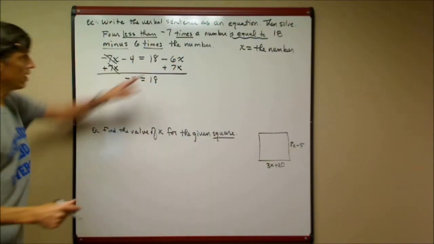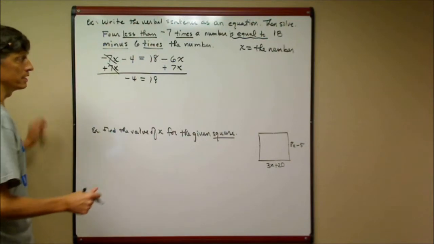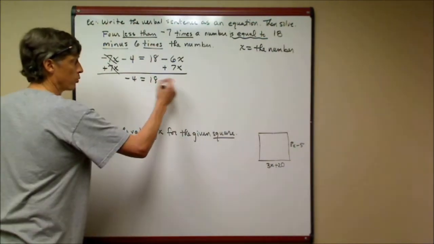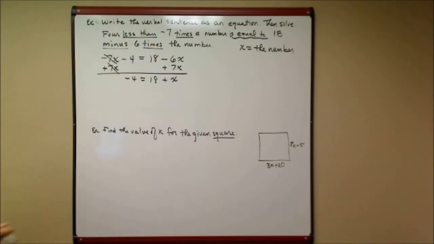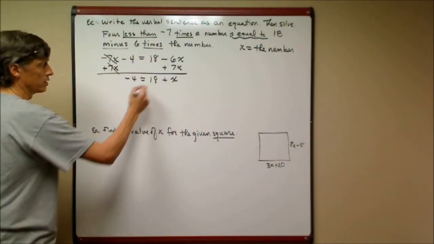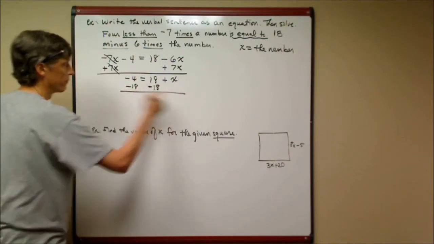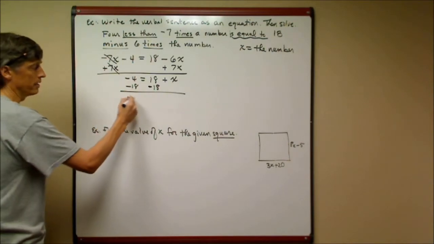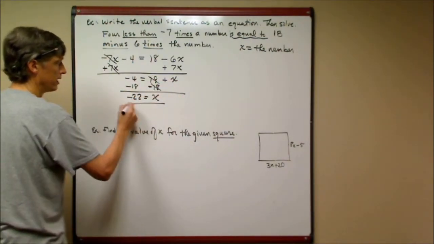Now, be careful. Minus 6x plus 7x. A negative 6 and a positive 7 is a positive 1. So I'm going to write plus 1x or just plus x. Remember, x means the same as 1x. Well, my variable is very close to being by itself. I have to get rid of this 18. So again, I'll use the shortcut notation. I'll subtract 18 from both sides. A negative 4 and a negative 18 is a negative 22. And that's x. And that's my answer.